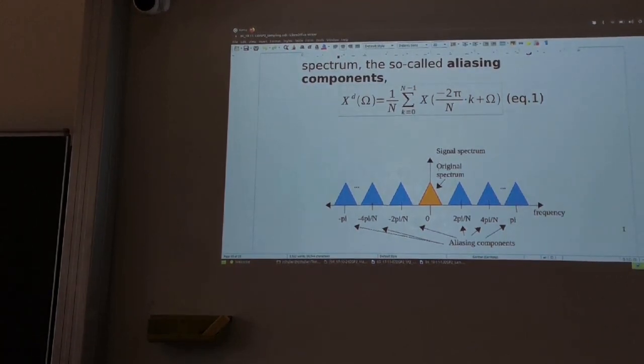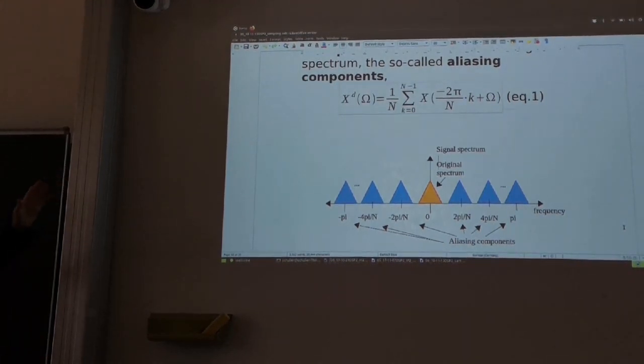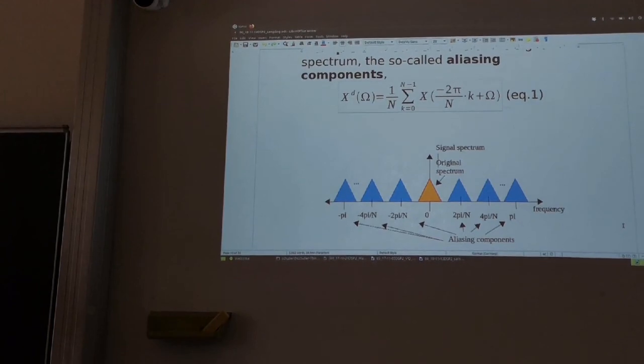Yeah, question? So this is what you should keep in mind and what you should remember when you do the sampling and get spectral copies.